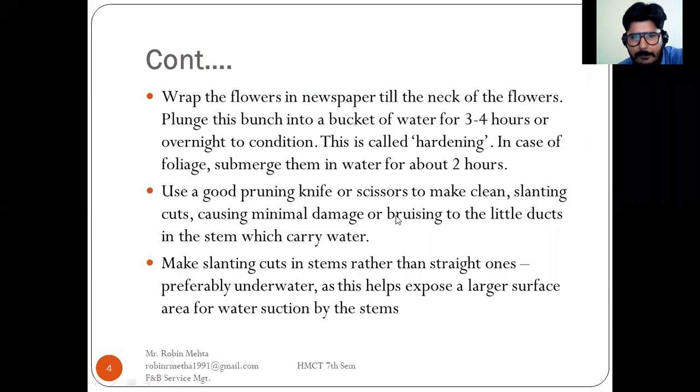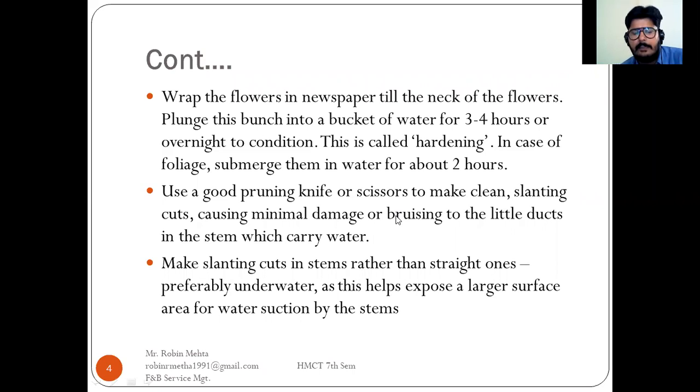Next, wrap the flowers in newspaper till the neck of the flowers. Plunk this bunch into a bucket of water for 3 to 4 hours or overnight to condition. This is called hardening. In case of foliage, submerge them in water for about 2 hours.